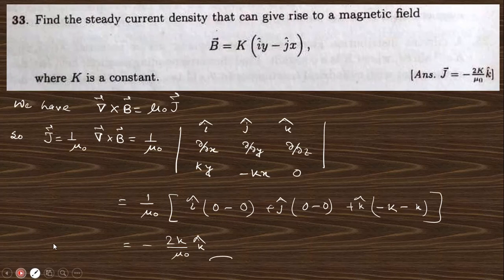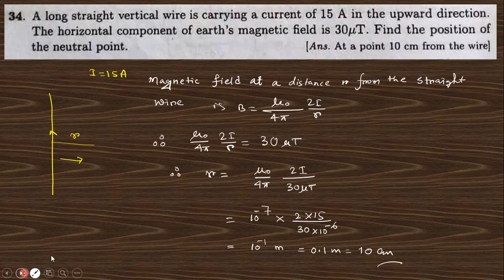Go to the next one. Find the steady current density J that gives this magnetic field. You know this relation, curl of B equals mu naught J. So J is 1 by mu naught times curl of B. Just take the curl of this vector and you will get this answer. You know this curl very well. There are lots of videos regarding vector calculus; you can go through the description box, where the link is given. Go to the next one.